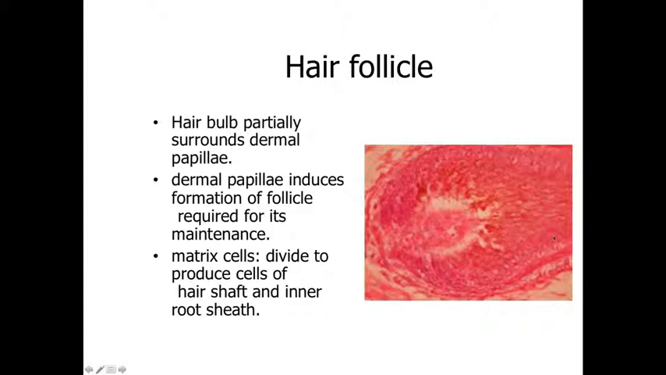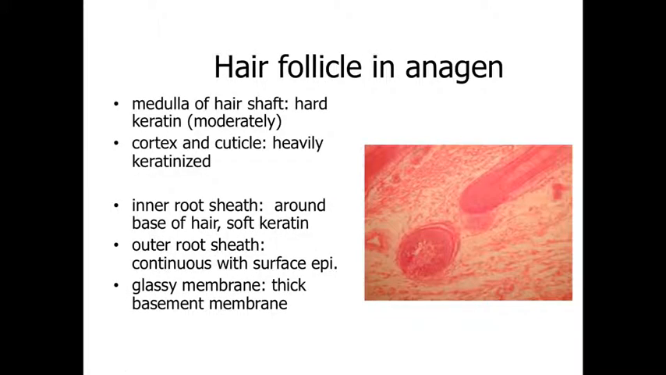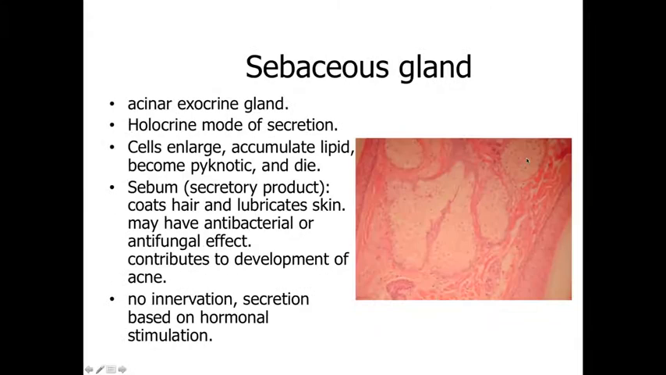These cells are going to be lining the spaces. Part of the hair follicle is going to be continuous with the epidermal cells of the maximally keratinized stratified squamous cells of the epidermis. During the anagen phase of the hair follicle, we're going to see the production of very nice hair shafts, again with the medulla that's going to be moderately keratinized, and the very thick cortex and cuticle, which are heavily keratinized to form the shafts of the hair.